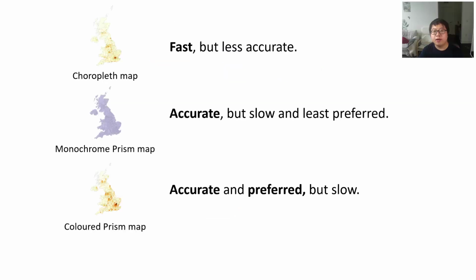In summary, we found Choropleth maps were faster but less accurate. Prism maps were slower but more accurate, and participants clearly preferred colored prism maps. As each view has its own advantages and disadvantages, we started to think how we can have the benefits of each. One idea is to have complementary views.